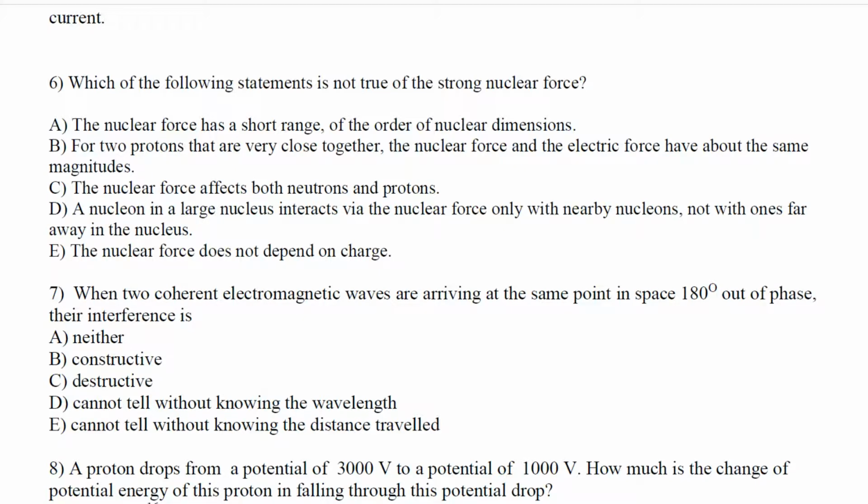If you skim through the rest of them, such as the next one, which is that it affects neutrons and protons, that's true because that's what binds them all together. As you skim through these, the rest of them should be true. So I believe B is the one that is false. Let me know if anyone has any questions on that one.